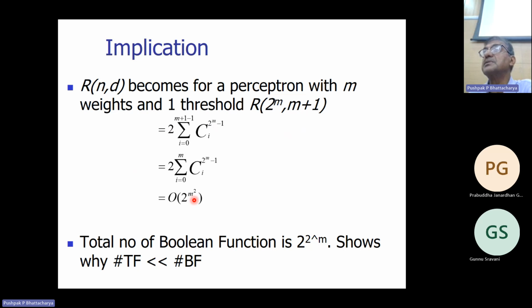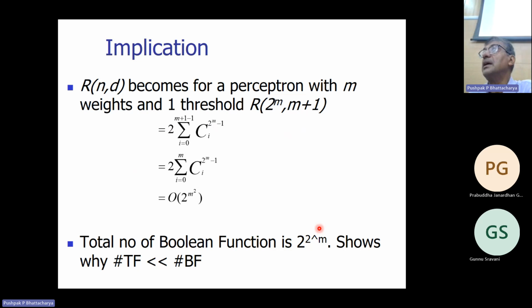So there is no way threshold functions can catch up with Boolean functions. Impossible. There is an order of magnitude difference, 2 to the power m squared versus 2 to the power 2 to the power m. This explains why the number of threshold functions falls so drastically.